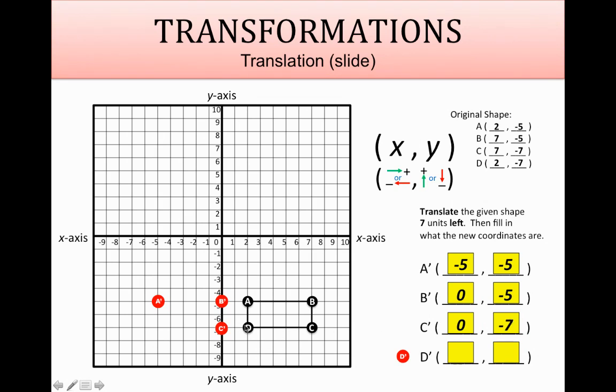And lastly for this example, we're going to move D over 7 units to the left. So you would take D prime, and after you count 7 to the left, that's where you would put that particular point. So you see how this shape looks over here. All you did was just slide that shape over 7 units to the left. Every individual point gets moved the same amount and in the same direction. So everything got moved 7 units to the left. So D prime should be at negative 5, negative 7.